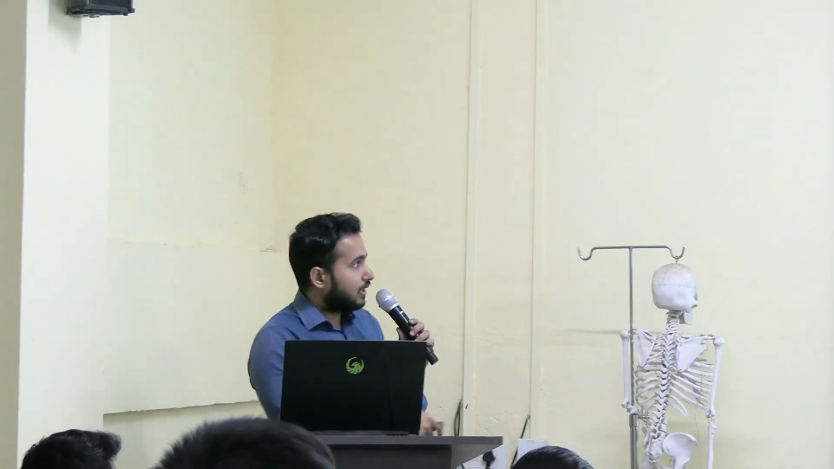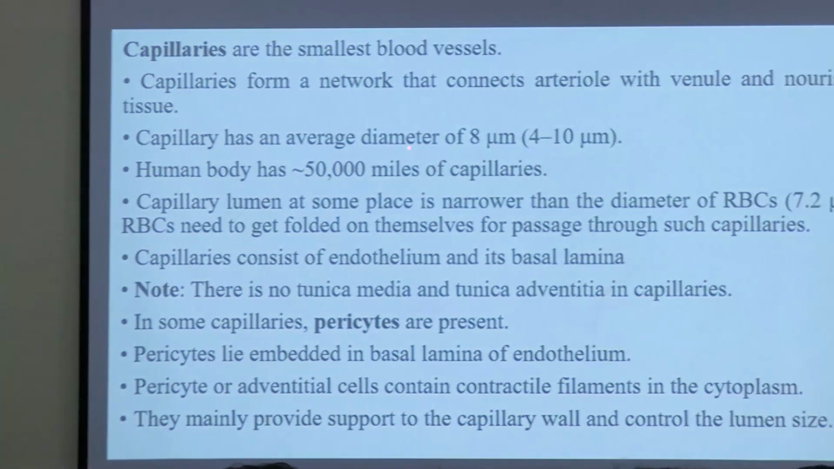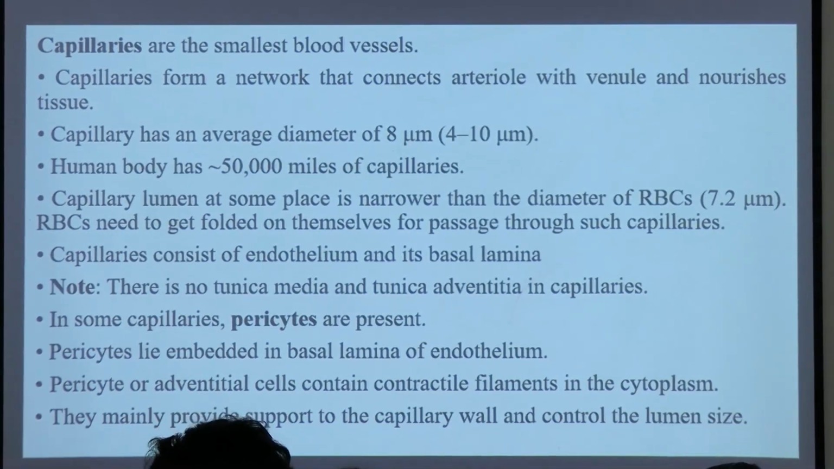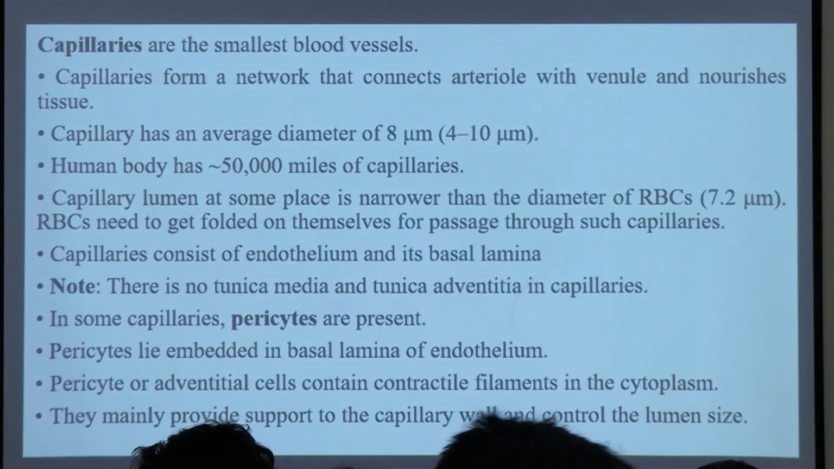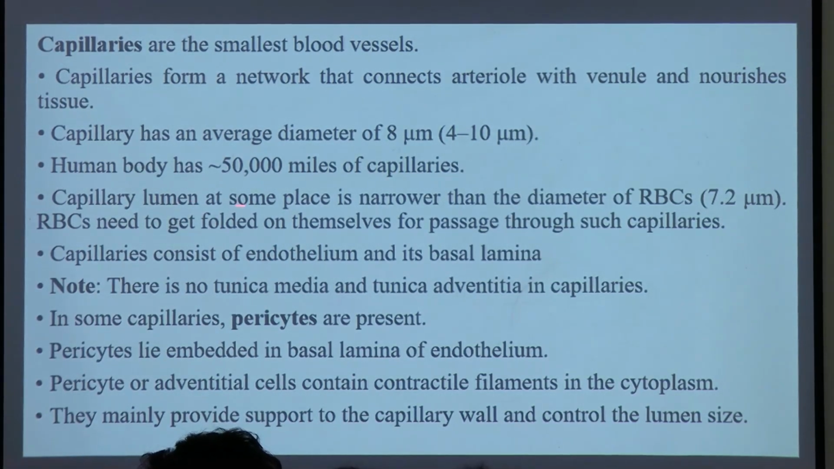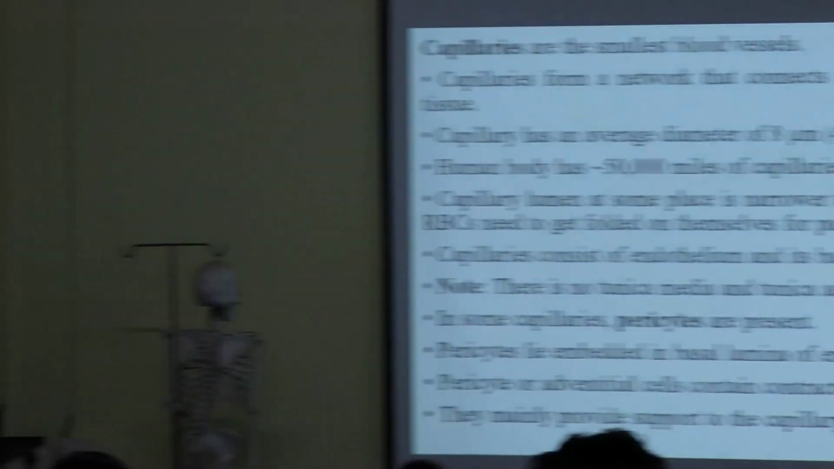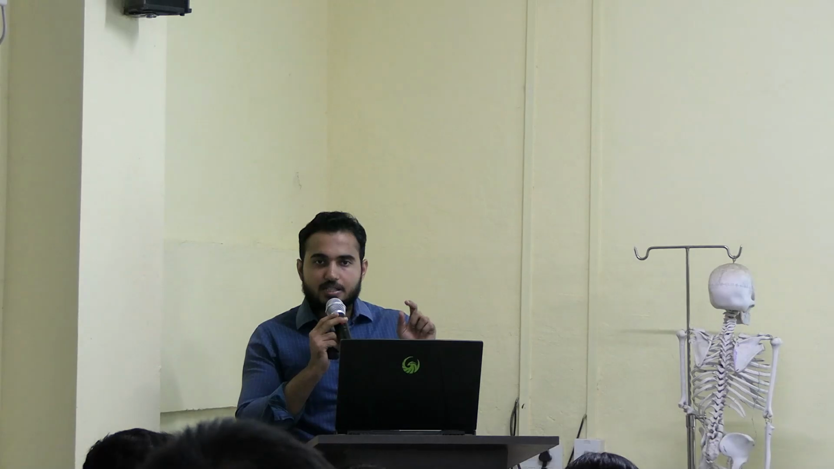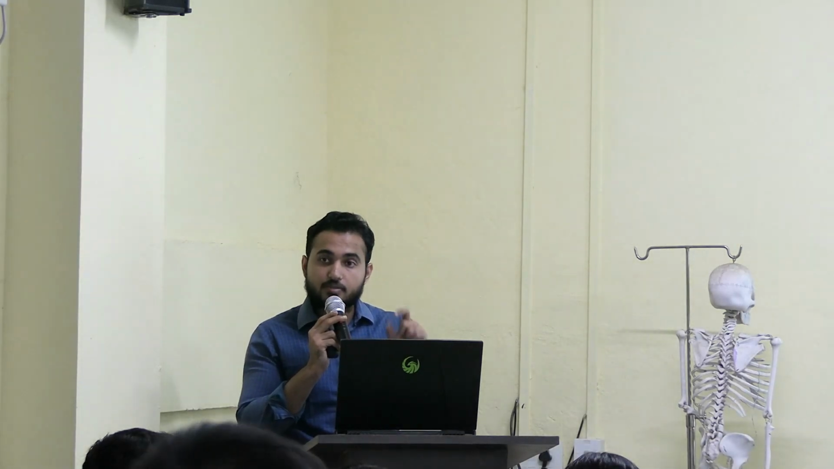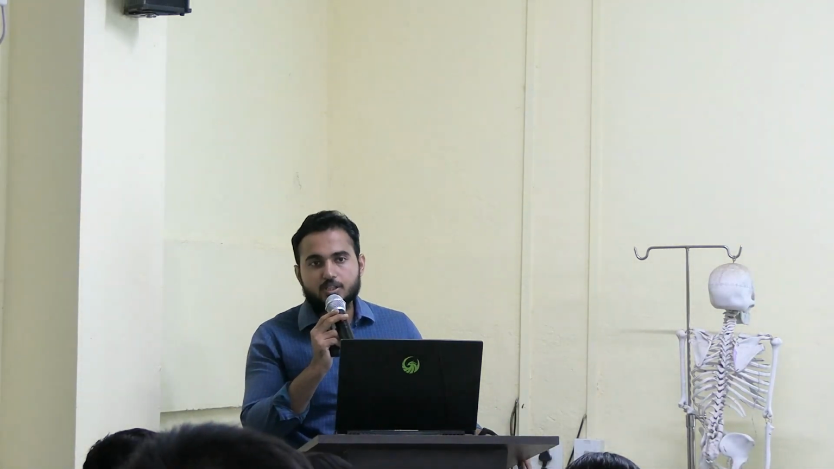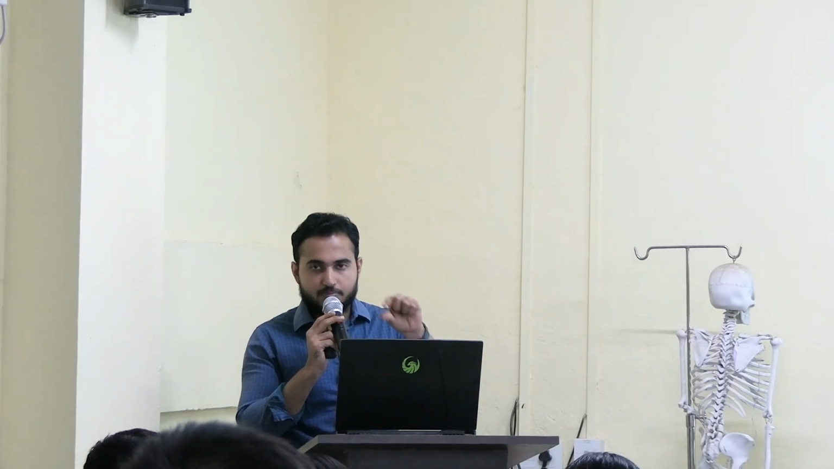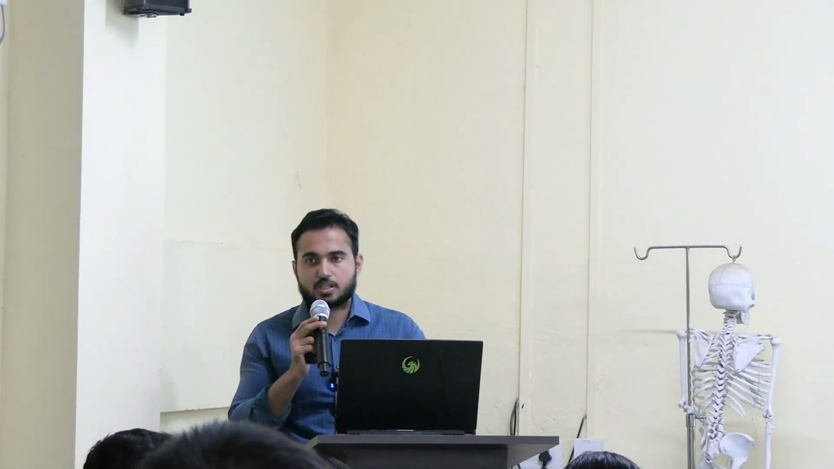Okay. Now if you see the capillary, it has a diameter of approximately 8 micrometer. Range is this much. Somewhere it is smaller, somewhere it is larger. Okay. Now there are some areas where the lumen of the capillary is less than the diameter of the RBC. About the diameter of RBC, I know you have studied in physiology. So there are some areas where the size of the capillary is even smaller than the RBC. At that time, what happens? The RBCs get folded, then only they can pass through the capillary.